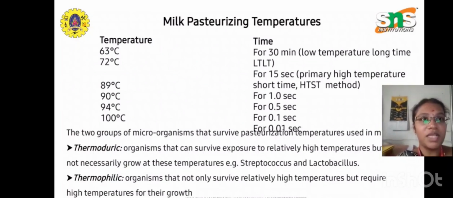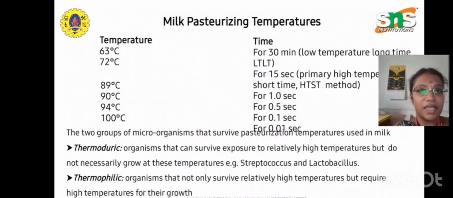And 72 degrees Celsius is also used, which is called HTST, that is the high temperature short time method of pasteurization, for 15 seconds. 89 degrees Celsius is also done for 1 second, 90 degrees Celsius for 0.5 seconds, 94 degrees Celsius for 1 second, and 0.01 second for 100 degrees Celsius.